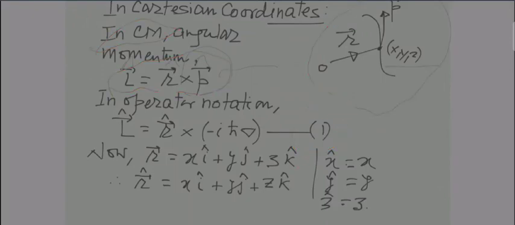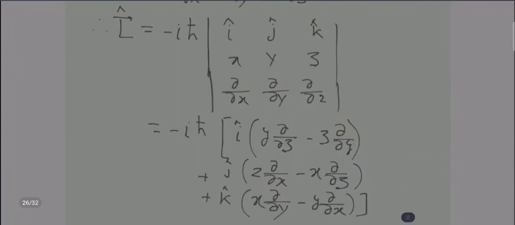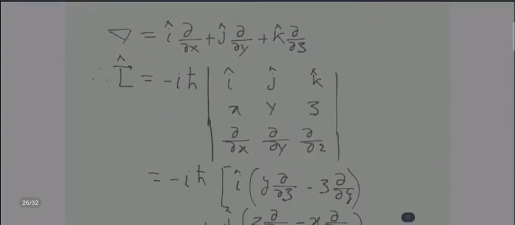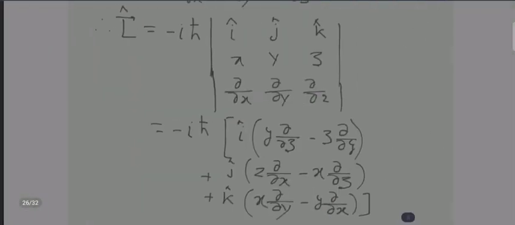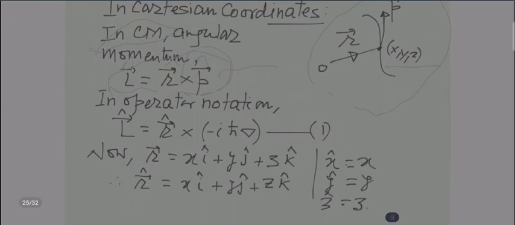You put all those values in equation 1, so you get something of this kind. And you will substitute del also. The del value you know already. It is given on the next screen.